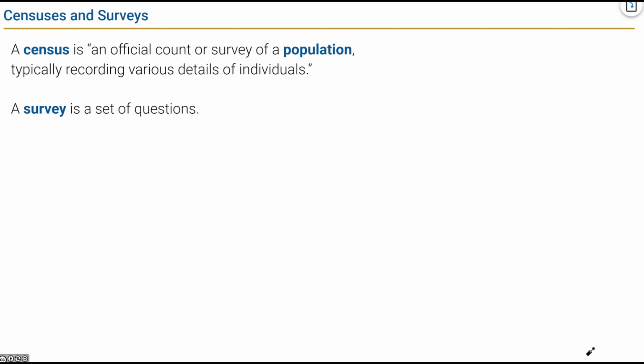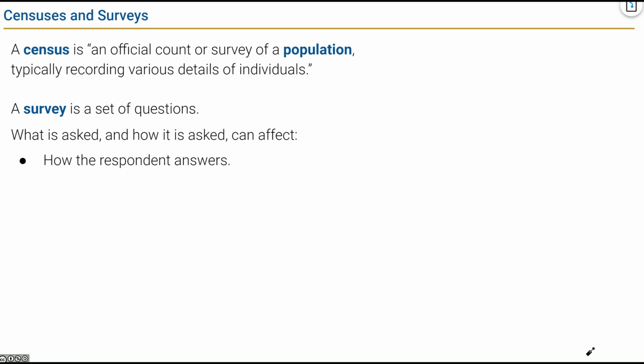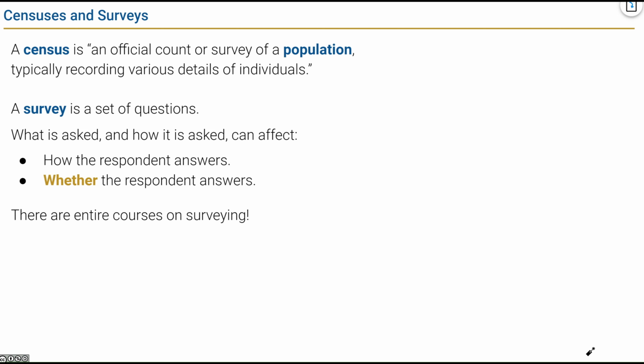A survey is the set of questions that you use to gather that census. And I do want to highlight that what you ask and how you ask it can affect the answers you may or may not get, and whether or not you even get a response. There are entire courses on surveying and setting up your surveys in a way to try to eliminate different biases. And we will touch just on a few of the issues with this, but we will in no way cover the full scope of what goes into creating good surveys.